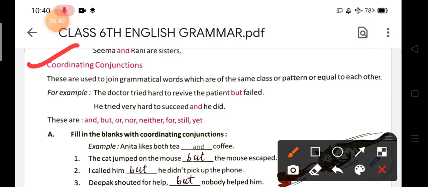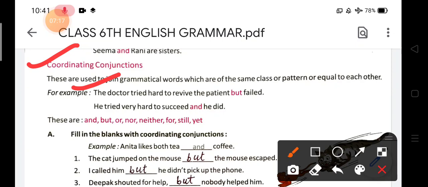For example, and you can see the example also. So first example, the doctor tried hard to revive the patient but failed. Okay, the doctor tried hard to revive the patient but failed. He tried very hard to succeed and he did. उसने बहुत कोशिश की पास होने की और वह पास भी किया. He did. So he tried very hard to succeed. Okay. He tried very hard to succeed and he did.